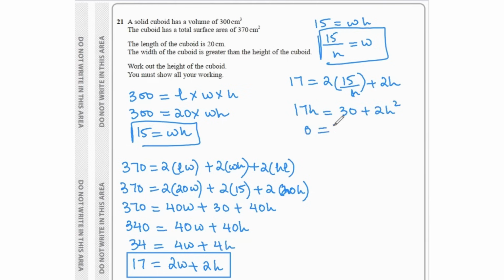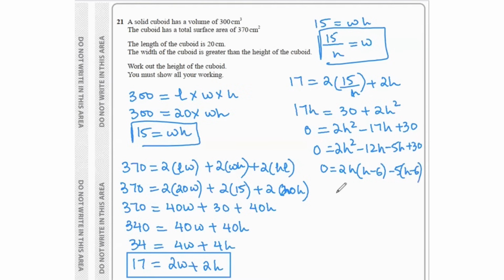Bring everything to one side: 2h squared minus 17h plus 30. Now we factorize this quadratic equation to find the value of h. So that's 2h squared minus 12h minus 5h plus 30, which is 2h(h minus 6) minus 5(h minus 6), which is (h minus 6) times (2h minus 5). And that gives us h equals 6 and h equals 2.5.